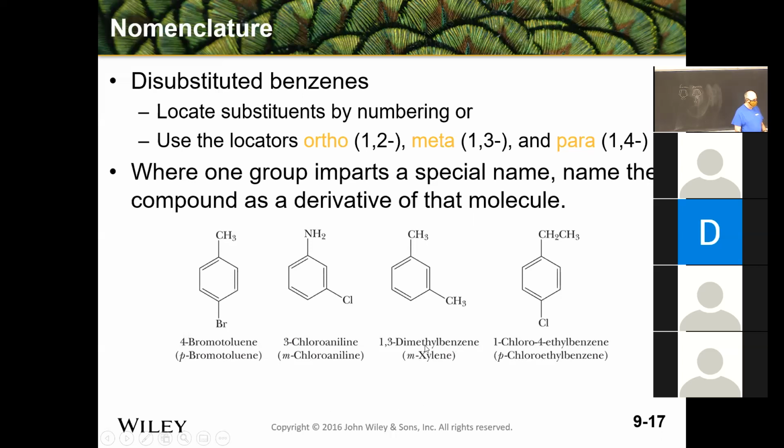And then we have 1,3-dimethylbenzene or m-xylene. M-xylene is still very widely used commercially. This is 1-chloro-4-ethylbenzene. We alphabetize the substituents, or p-chloroethylbenzene.